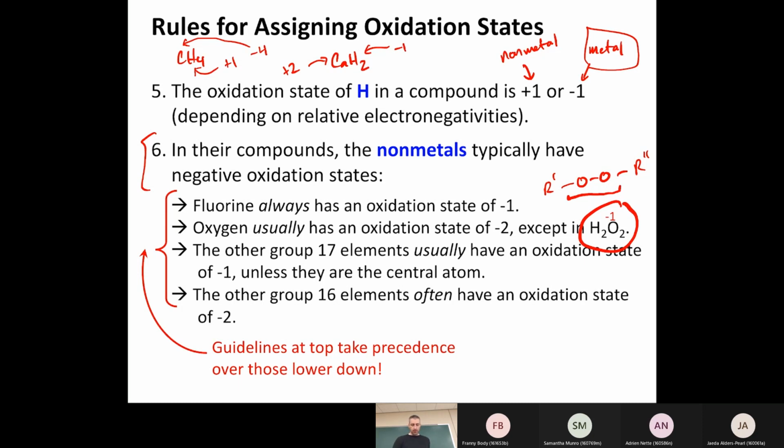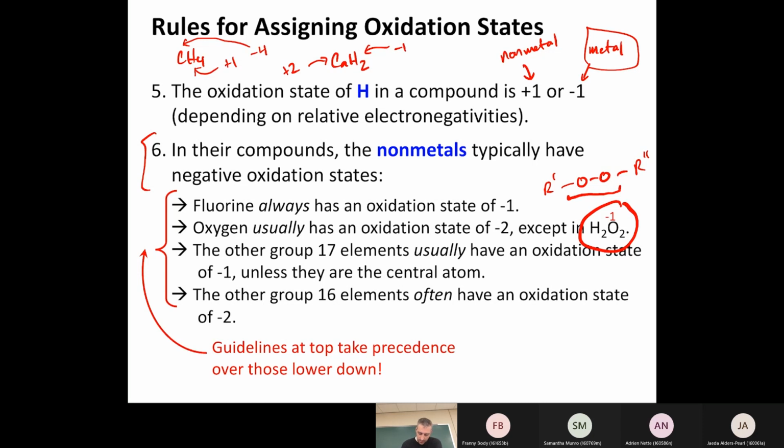This would be like chloride, bromide, iodide, astatine. These are usually -1 unless they're a central atom. This periodic table is incomplete, but there's another halogen below the astatine. I think moscovium is the last one, 118, 117. Anyway, some weird ones down there. They're usually -1 unless they're a central atom.